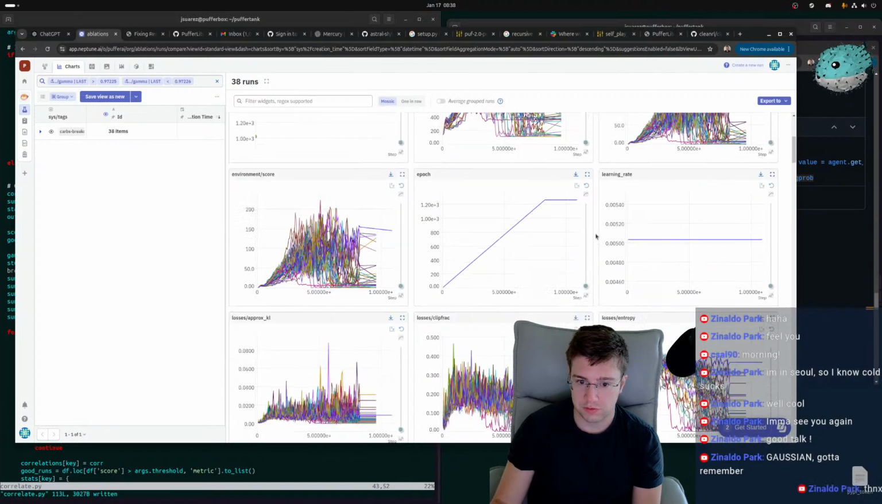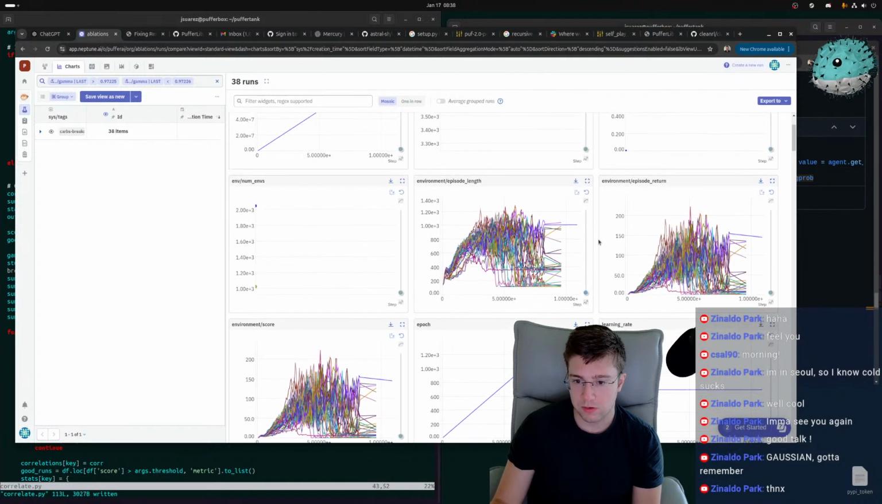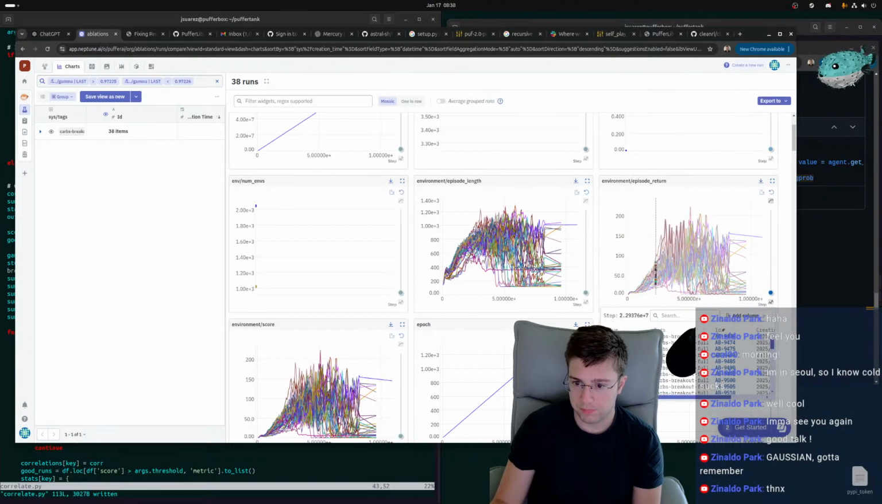Gaussian processes, yeah. It's in the CARBS paper. HEBO as well is another optimizer based on that. There are a lot.